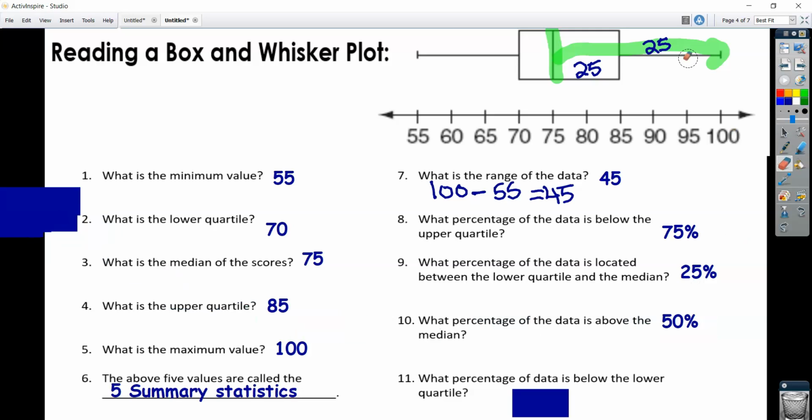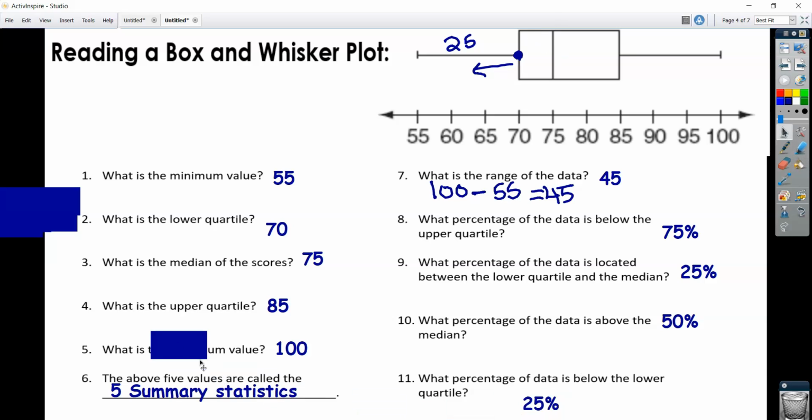All right, and then the last question here, when reading a box and whisker plot, it says, what percentage of the data is below the lower quartile? So the lower quartile, remember, is this value right here. And so it says below the lower quartile, so it means everything below. Well, that just leaves us with the whisker, which is simply 25% of the data. So your answer for number 11 should be 25% of the data. So that's how you go through, read a box and whisker plot, understand what it's asking you, and that's simply it. So that's what a box and whisker plot is.